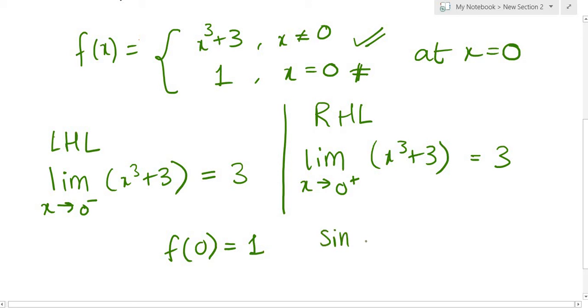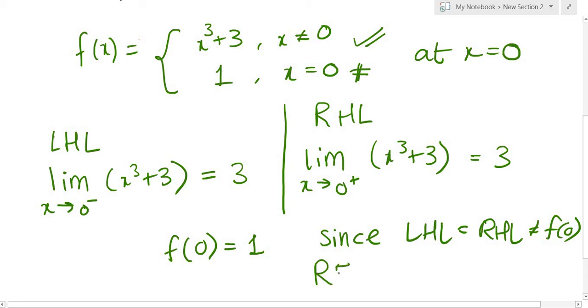Now, since LHL is equal to RHL, but it's not equal to f of 0, it's a removable discontinuity. We just discussed that, hope you remember. So it's not continuous at x equal to 0, but we can make it continuous. We can remove the discontinuity by redefining this portion of it. So anyways, let's move on.